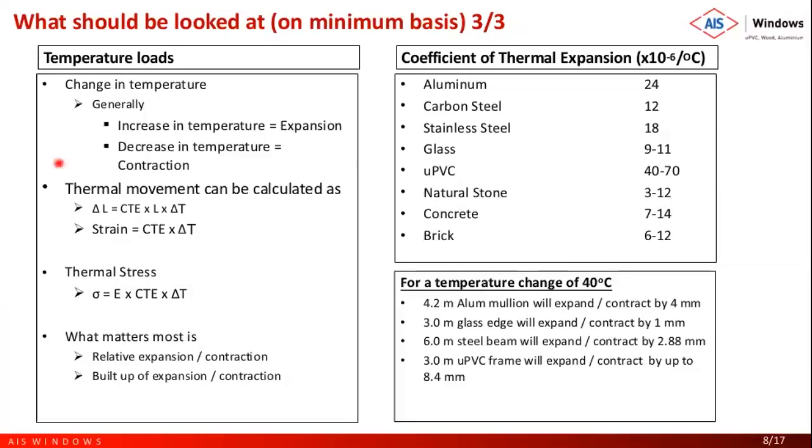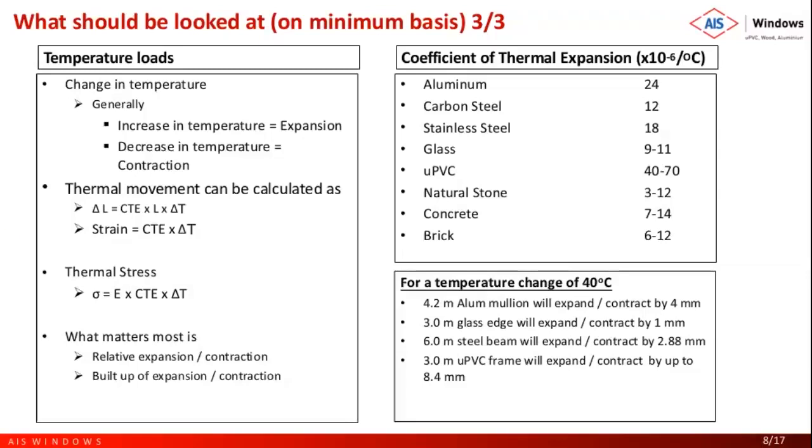Similarly, for the 3 meter glass edge, that is generally standard size, glass will contract or expand by 1 millimeter for a change of 40 degrees Celsius. A 6 meter steel beam will change its size by 2.88 millimeter, and a 3 meter UPVC profile. Mind, this is only a 3 meter UPVC profile, can change its size by up to 8.4 millimeter. So that is the kind of relative movement that can occur in the component itself.